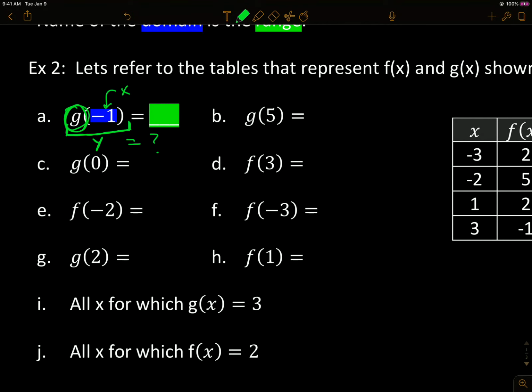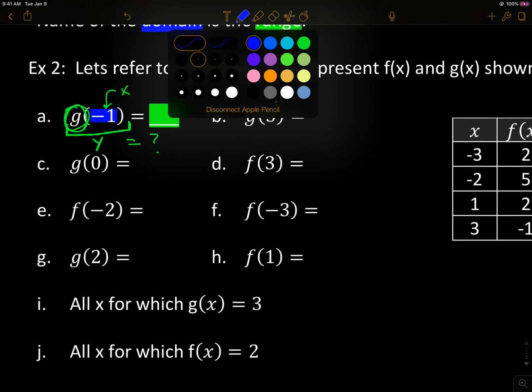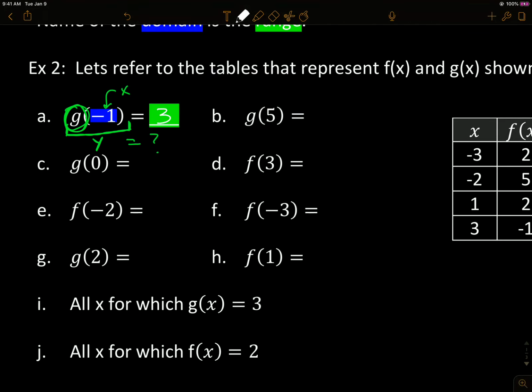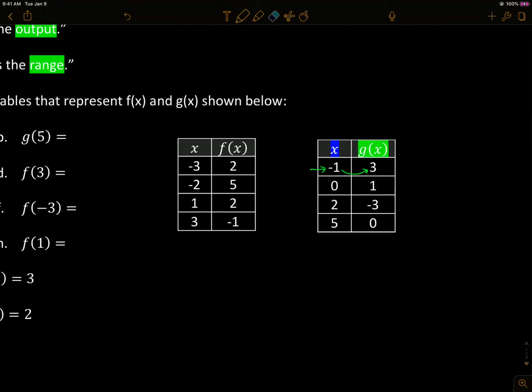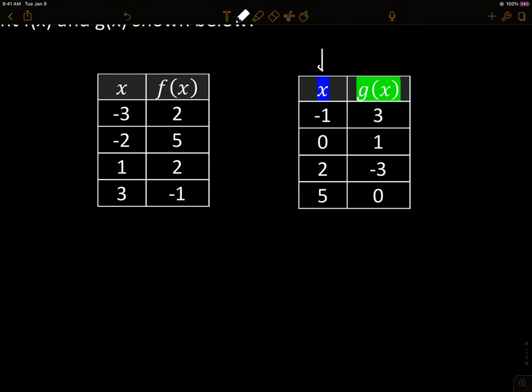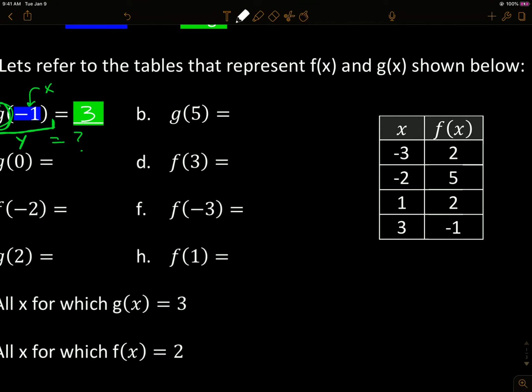I can't write this in green on top of the green. Let's see, go with white. All right, now let's look at g of 5. So if I go over to the table named g, I look down the input value, or the x, for a 5. I locate 5 and see 5 maps to a y value of 0.